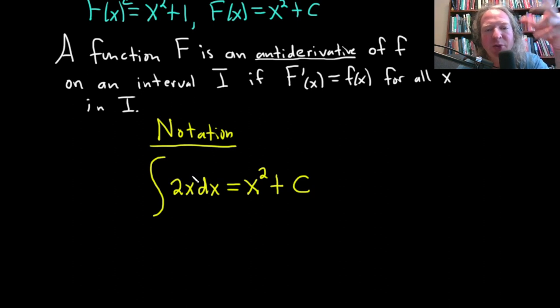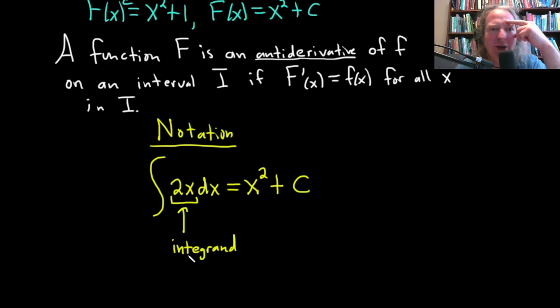So in this example, which we did in our head, we looked at the 2x and we said, what's a function whose derivative is 2x? We said x squared. This is the notation you would use. So this process of finding an antiderivative is called antidifferentiation or integration. This piece here has a name. This is called the integrand. It's really important to know this, because when you're talking to people about mathematics, you can talk about the integrand because you know what it is.